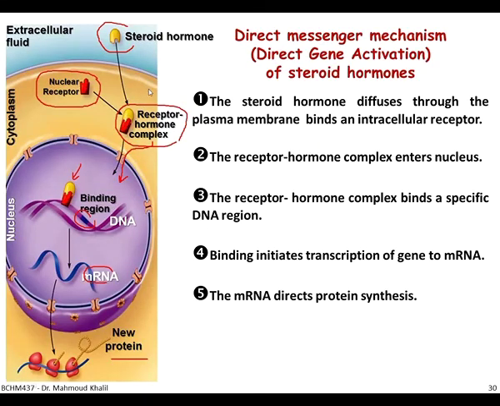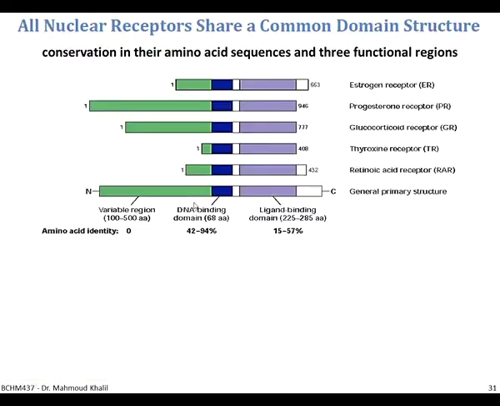So that's why it's called a direct gene activation, because the steroid hormone leads to the activation of the transcription of a specific set of genes. And that's why the receptor hormone complex is generally called the transcription activator, because it activates transcription. Let's talk up here about some of the nuclear receptors.